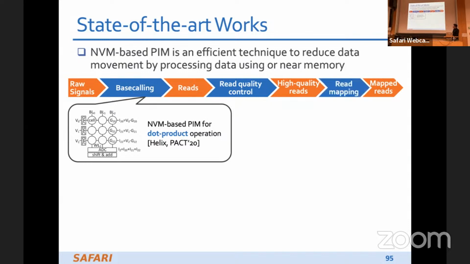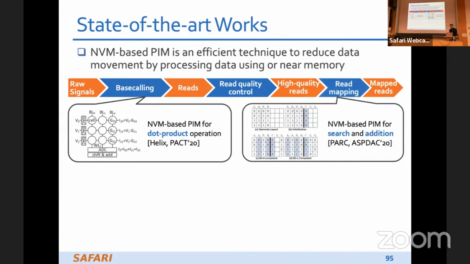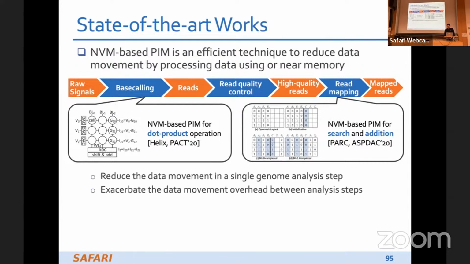So this can do the base calling for us because, as I told you earlier, base calling includes a bunch of neural net operations. We can also use content addressable memory to perform search. This enables us to perform sequence matching, and we can do it again in a PIM fashion so that we can reduce the data movement as well. This is useful in the read mapping step. So maybe we can reduce the data movement in between these steps, which will hopefully enable us to improve the performance of genome analysis and reduce the energy.